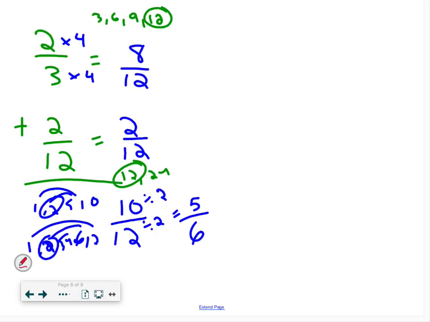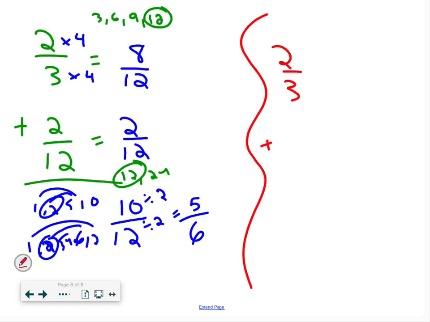I do want to show you what happens if I decide to, instead of picking 12 as my denominator, what would happen. So if I decide that I have 2/3 and I have 2/12, and maybe for some reason in my head I'm like, ooh, 24 is a common multiple, and I decide that I want to change my denominators to 24, you can do that.